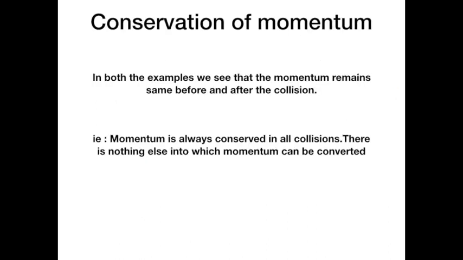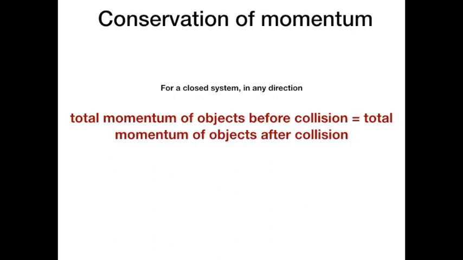In both the examples, we see that the momentum remains the same before and after the collision. That is, momentum is always conserved in a collision. There is nothing else into which momentum can be converted. So we can state the conservation of momentum: for a closed system in any direction, the total momentum of objects before collision is equal to the total momentum of the objects after collision.